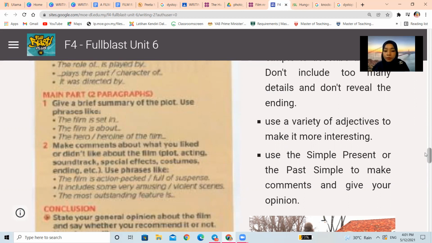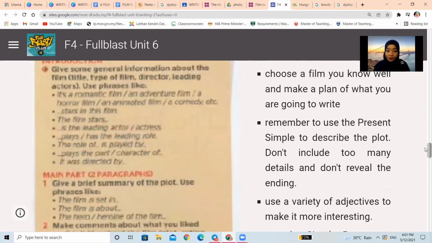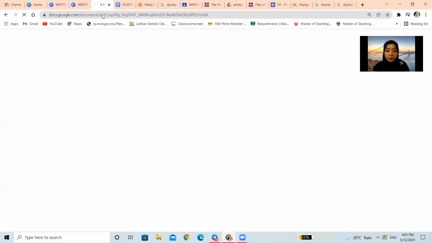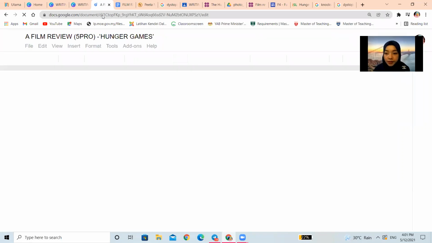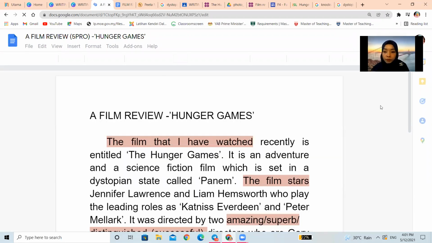Before we go into the conclusion, let's have a look at some examples that have already been written by the pupils in my class. We did try it out, so we wrote it on Google Docs. I'll try and have a look at one first. One film review that has been attempted is an attempt by 5 Pro. We'll see what we can take from there and probably what we can improve on.